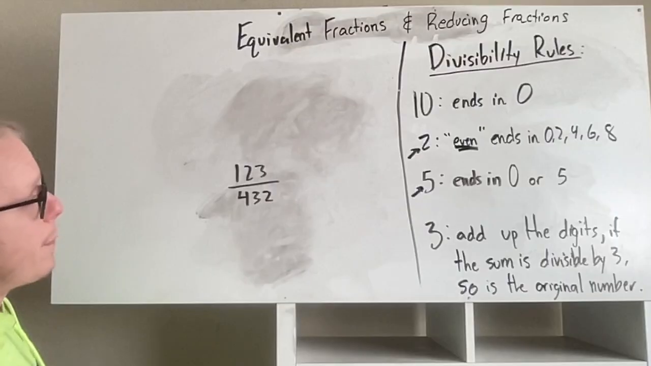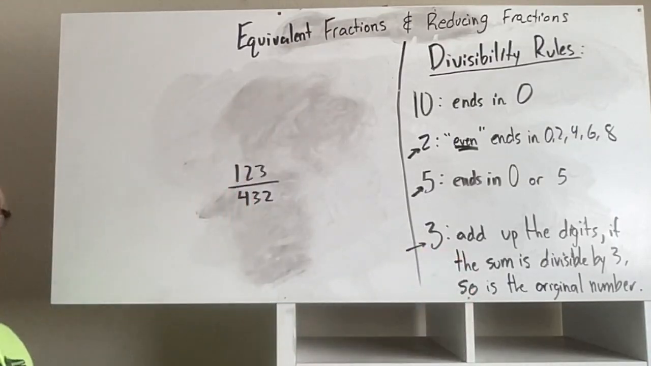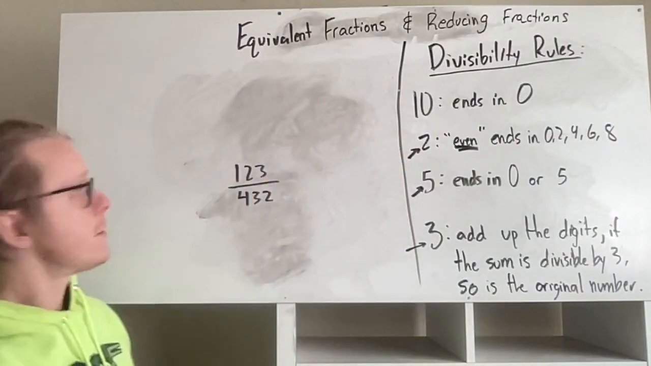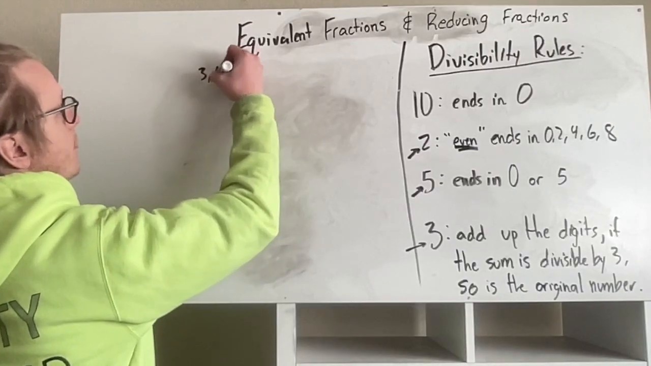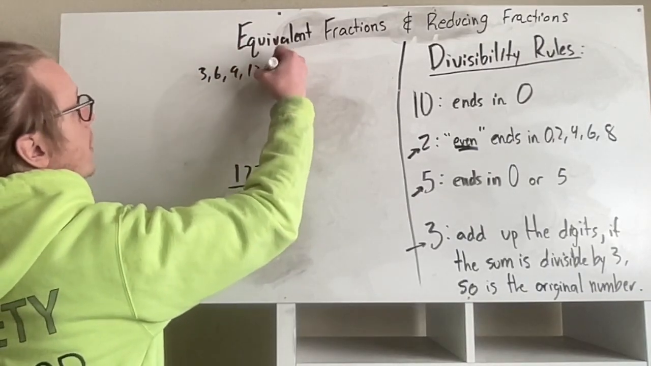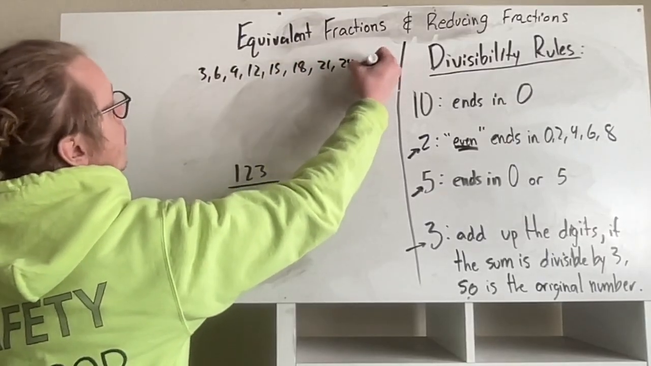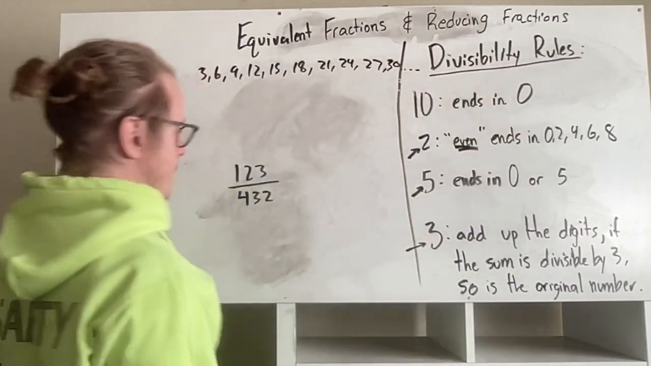Okay, the next and the last divisibility rule that we're going to talk about is for 3. How do I know if a number has 3 as a factor? Okay, I'm actually just going to write out here the 3 times tables quickly. 3, 6, 9, 12, 15, 18, 21, 24, 27, 30, on and on and on. Okay.